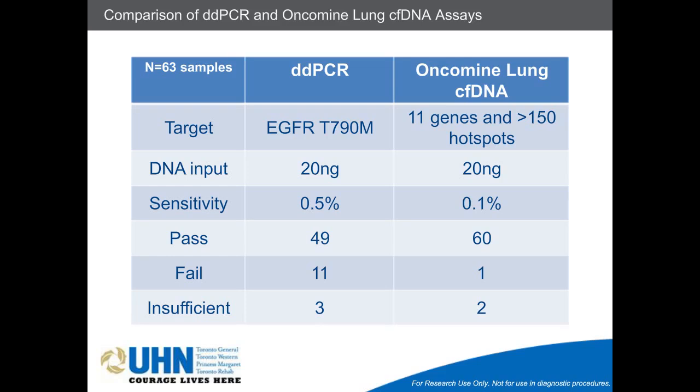An interesting thing that we found, though, was that for ddPCR, of the 63 that we tested, 3 of them were insufficient, so we only tested 60 in total. Of those 60, 11 actually failed on ddPCR and 49 passed. The failure on ddPCR was reproducible for us, so if we went back to the original sample, it still failed. We're still trying to investigate why that might be, but it does seem to be something inherent in the original sample that prevents it from carrying on in ddPCR. It really prevents formation of the beads. Whereas for the Oncomine Lung cfDNA NGS assay, we had a very good pass rate. 60 of 61 actually passed, and 2 were insufficient for that.